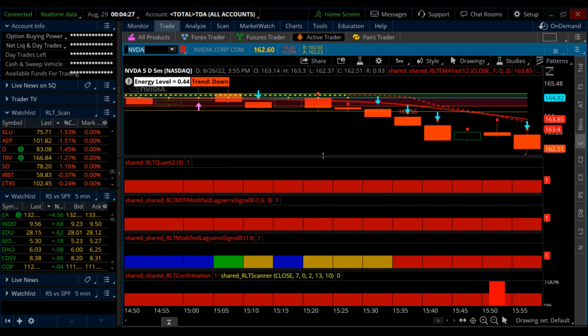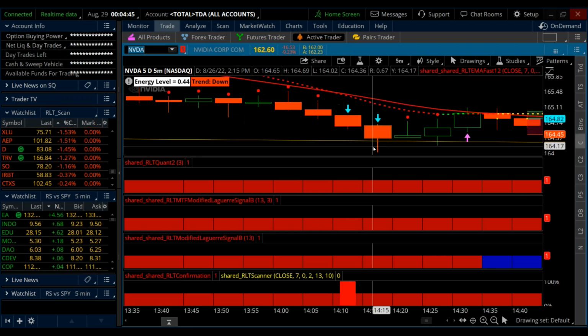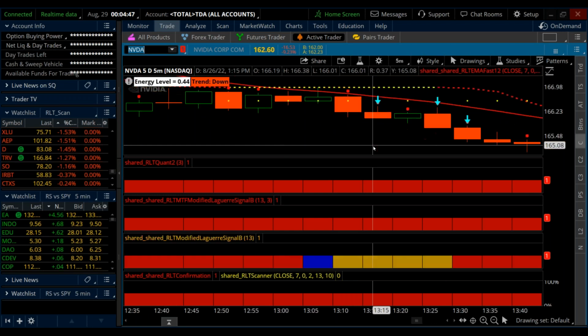So you can see NVIDIA had several different opportunities. And here's the dynamic compression zone right here. See how long this is? And then here's your breakout of it right here, as we went blue to yellow. You could get in here, you could get in here, you could get in here, and you could have followed it down just on these two big candles. That was a pretty decent drop in NVIDIA, but there were some other really nice drops in NVIDIA.